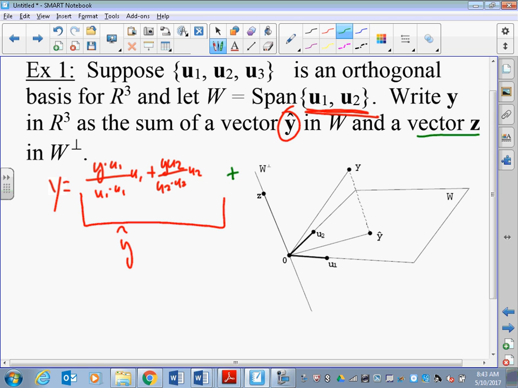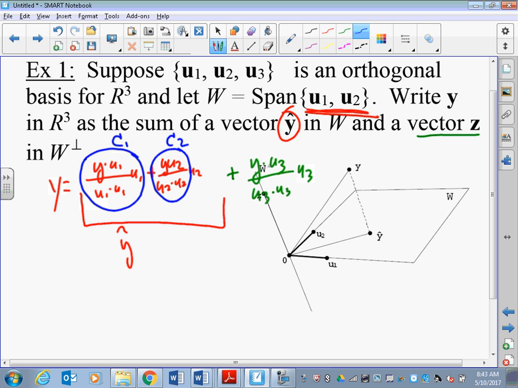So I'll actually write that up on the board using the example that we had before. Y dot U3 over U3 dot U3, and then U3. Remember, these are just the scalars, and you called it alpha 1. In the notes, we're just calling that our first constant, that our second constant, and this is going to be our third constant. So what you said was right. All we're doing is changing the magnitude.